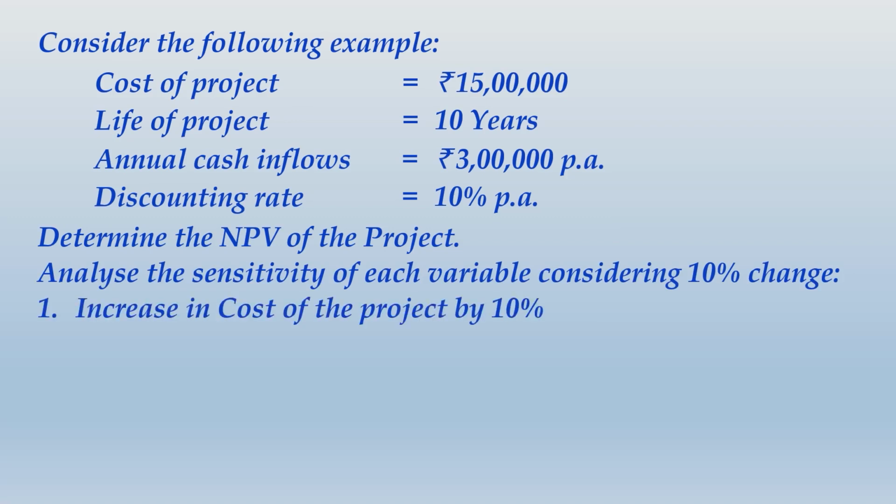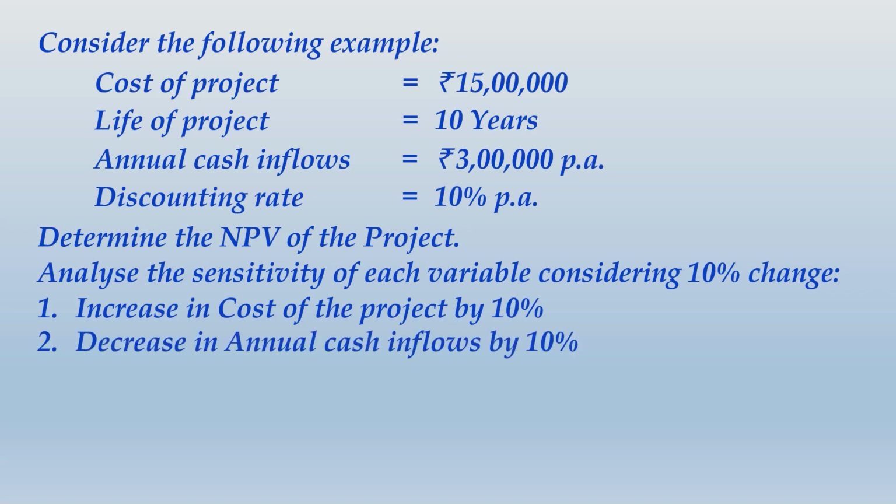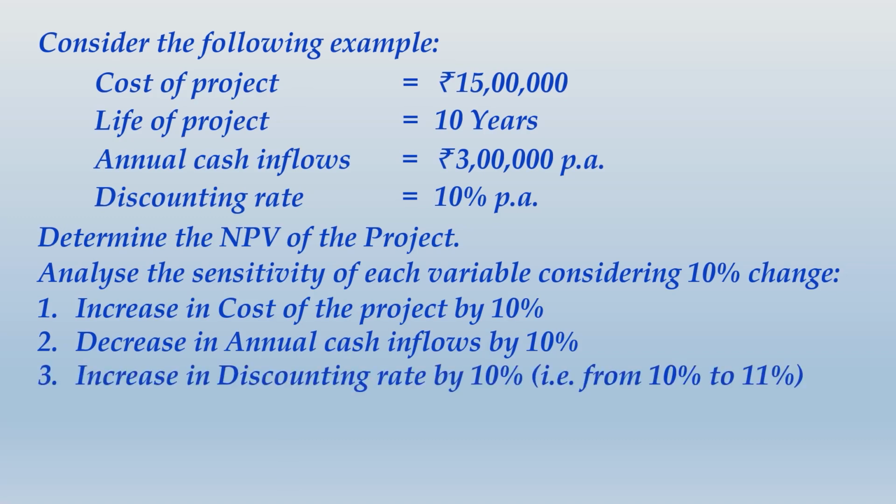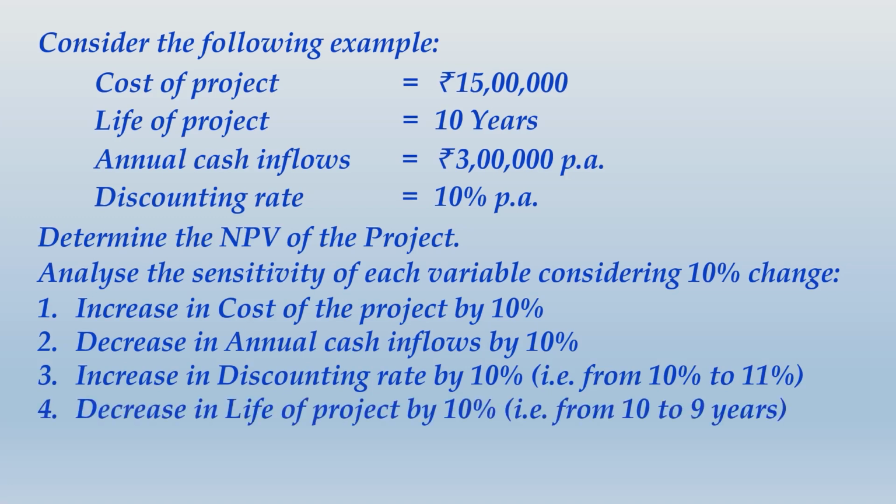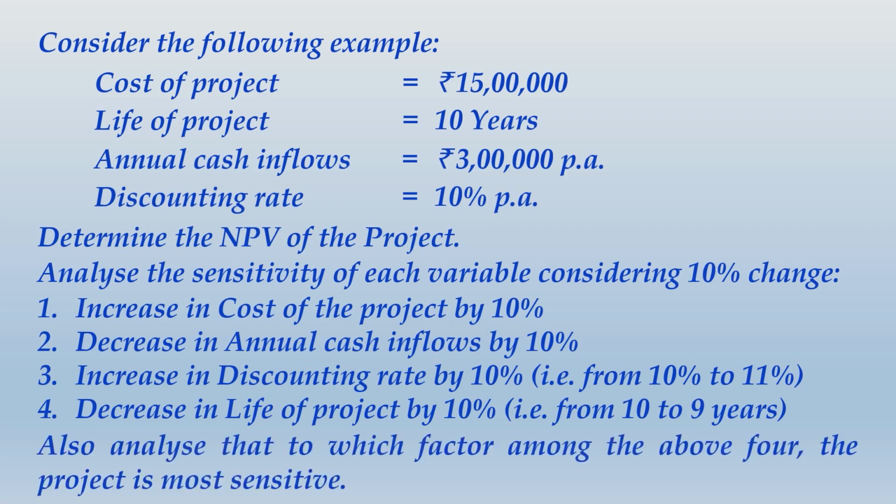For example, number 1, increase in cost of the project by 10%. Number 2, decrease in annual cash inflows by 10%. Number 3, increase in discounting rate by 10%, that is from 10% to 11%. Number 4, decrease in life of the project by 10%, that is from 10 years to 9 years. Also analyze to which factor among the above 4 the project is most sensitive.